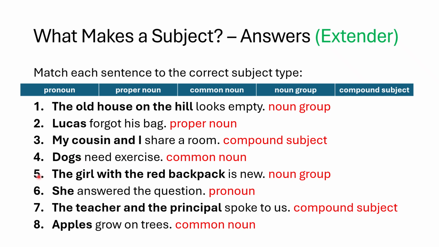5. The girl with the red backpack is new. The girl with the red backpack is a noun group. 6. She answered the question. She is a pronoun. 7. The teacher and the principal spoke to us. The teacher and the principal is a compound subject. 8. Apples grow on trees. Apples is a common noun.